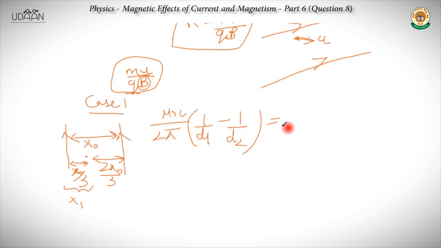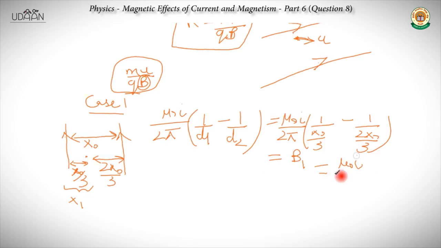So it basically comes out to be mu naught I by 2 pi, 1 divided by x naught by 3 minus 1 divided by 2x naught by 3. Alright. So let's call this field B1, which is equal to, let's simplify it further, mu naught I by 2 pi. 3 will go up, so it will be 3 by 2 x naught.